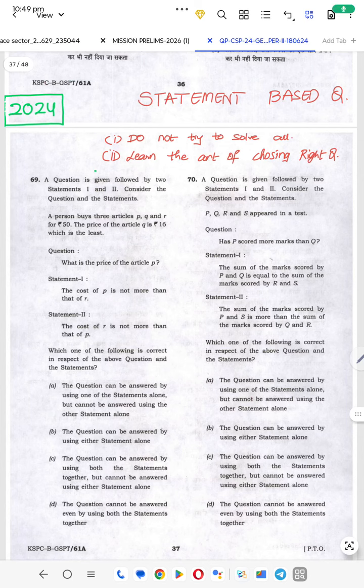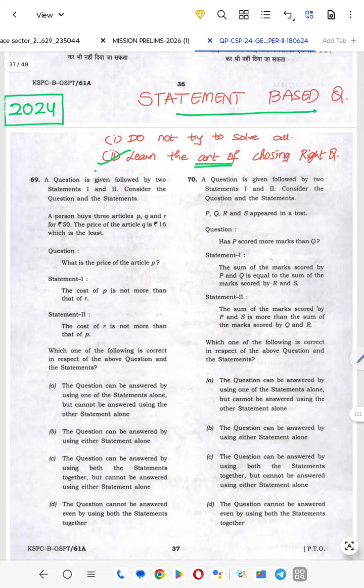Hello everybody. In this particular video, we will be learning about statement-based questions regarding the UPSC CSAT examination. First, two things to remember. Do not try to solve every statement-based question in the question paper, because if you try to solve every question, you will kill your own time, since a few questions will be very tough and a few will be very easy. So your job is to learn the art of choosing the right, easy statement-based questions. Remember these two things.